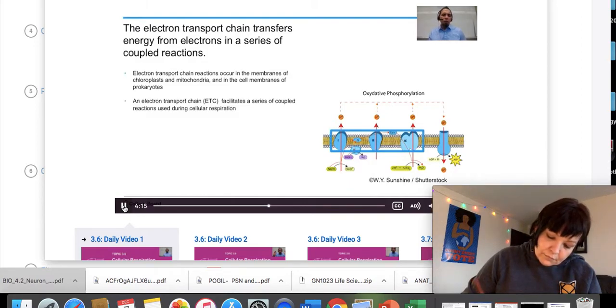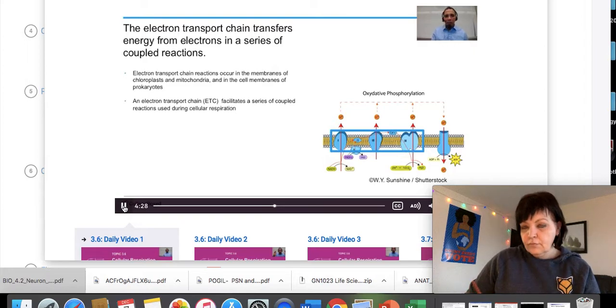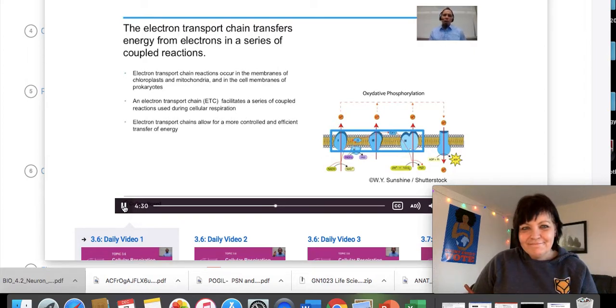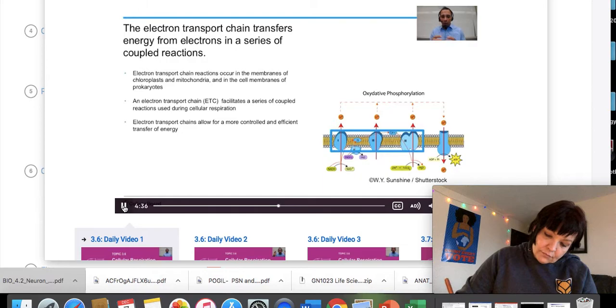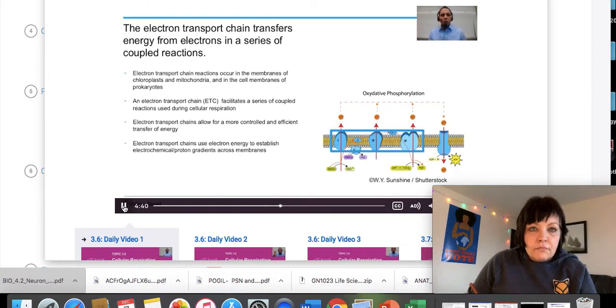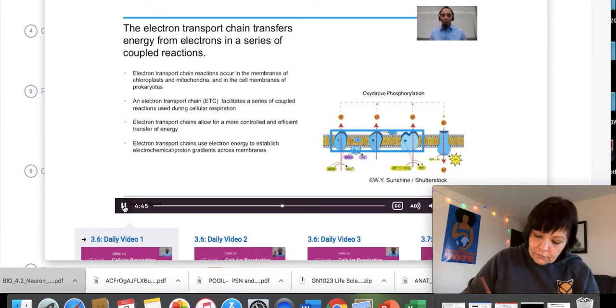So an electron transport chain facilitates, again, facilitate means to help, a series of coupled reactions used during cell respiration. Again, if you're not sure what coupled means, maybe pause the video, maybe ask a friend, put a text in the Zoom chat. And so the electron transport chain allows for more controlled and efficient transfer of energy. When I talked about those biological pathways before, you want these small series of steps. It's more efficient.